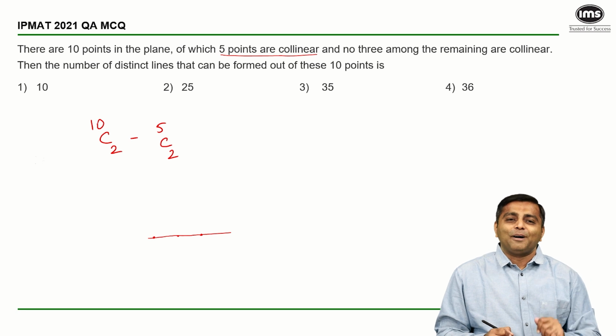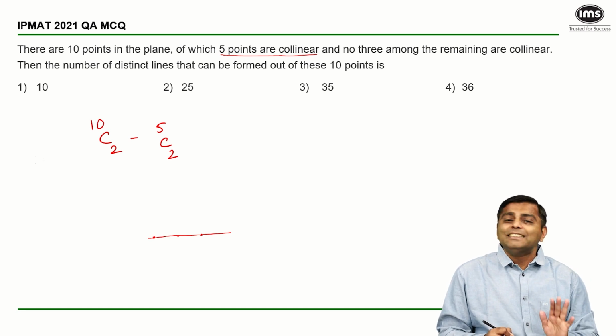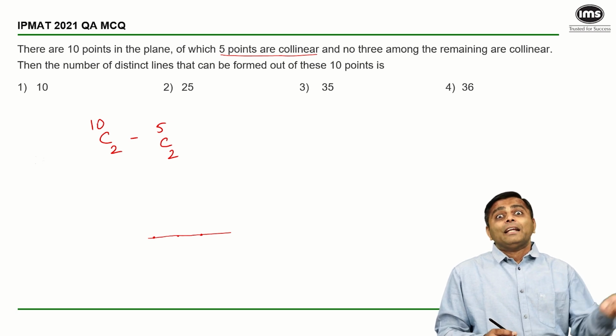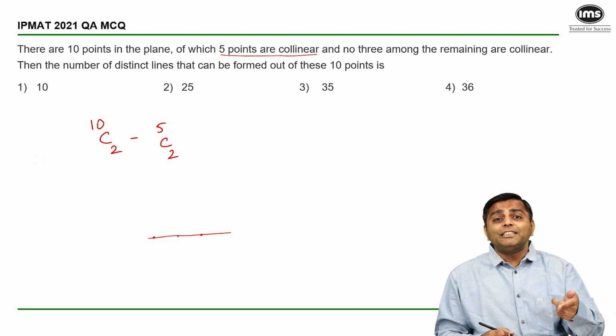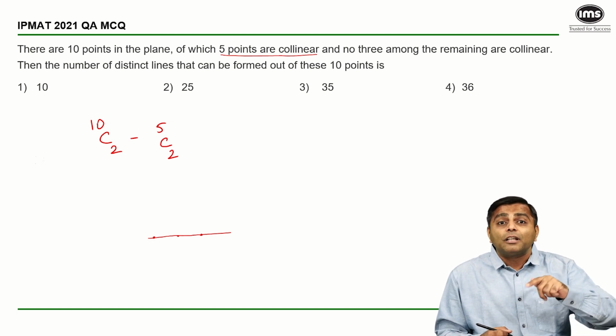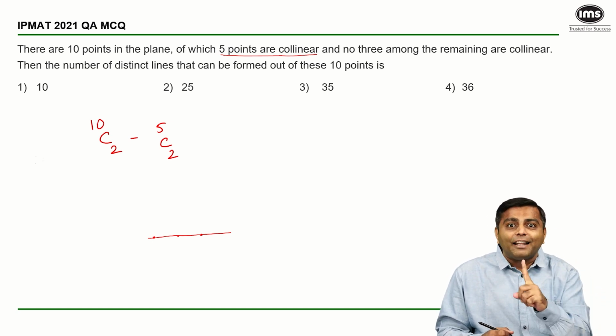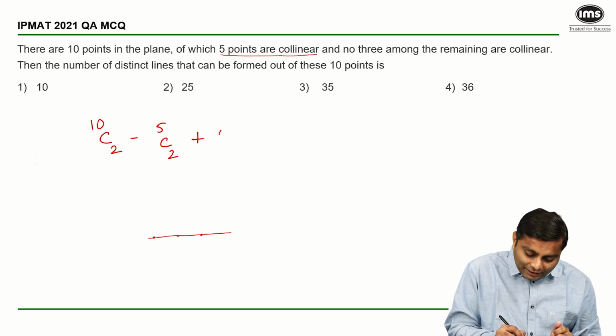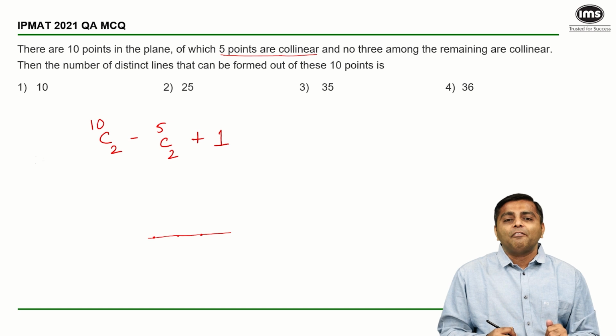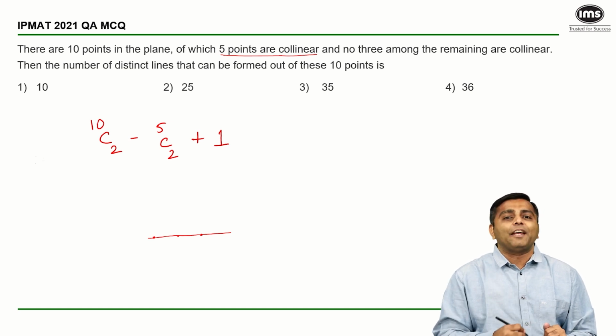The most important part is now. 10C2 minus 5C2, most of the people will be able to do it. Remember that those 5 points will not give us 5C2 lines, but they will not give us 0 lines either, they will give 1 line because they are all collinear. Okay, so the answer is 10C2 minus 5C2 plus 1. Very, very, very important. That 1 is very important.